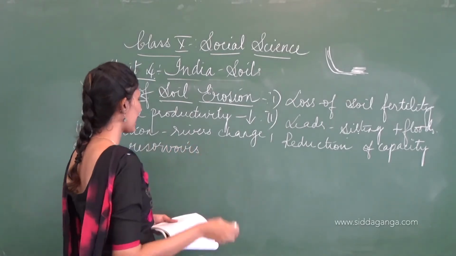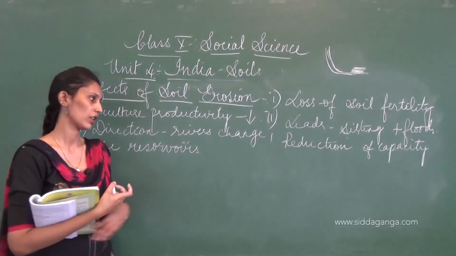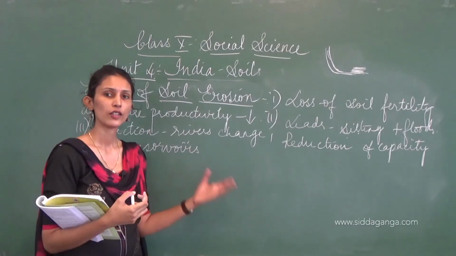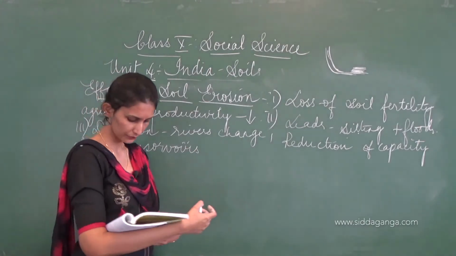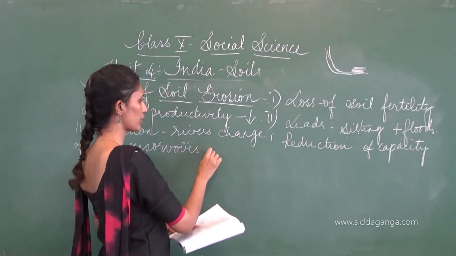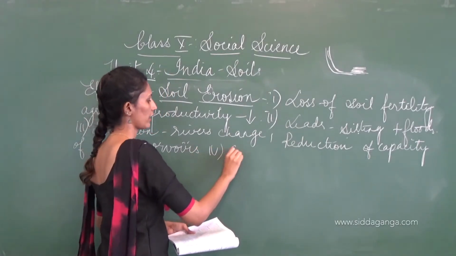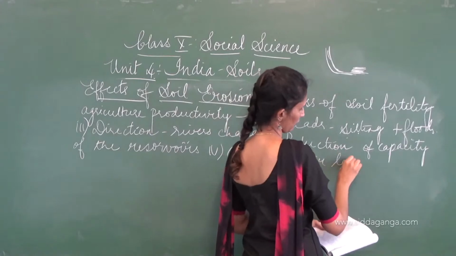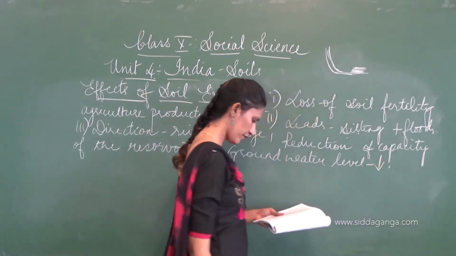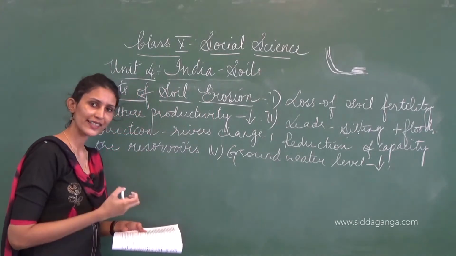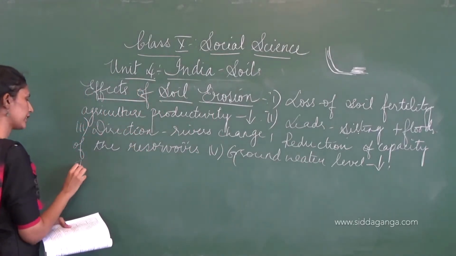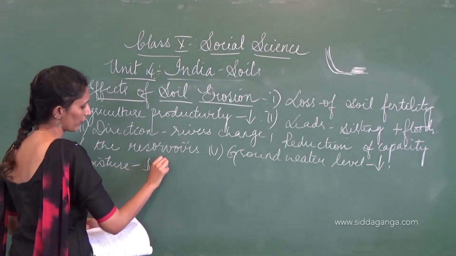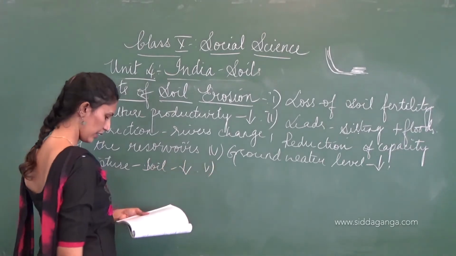Now, reservoirs are artificially built lakes or canals. There is a reduction of the capacity of reservoirs because there is no water flowing in the proper direction. When this happens, the groundwater level also decreases. When the groundwater level decreases, the moisture in the soil, that is, the wetness in the soil, also decreases.